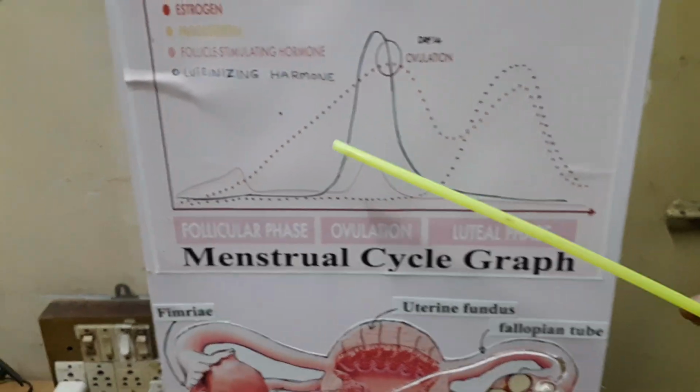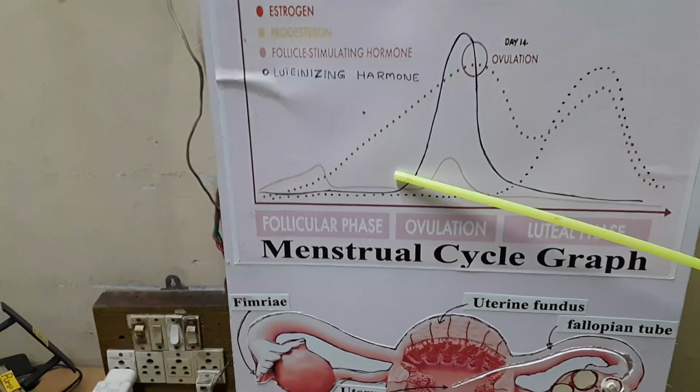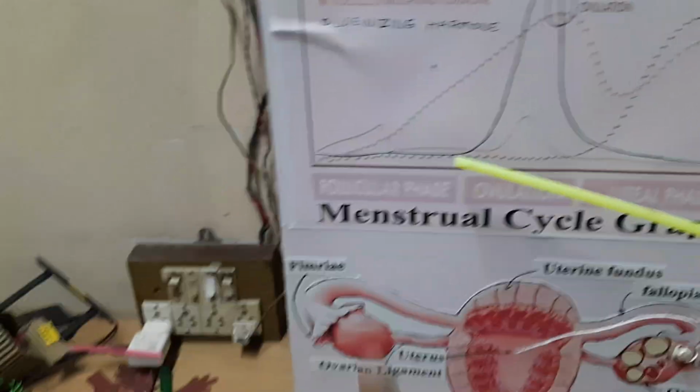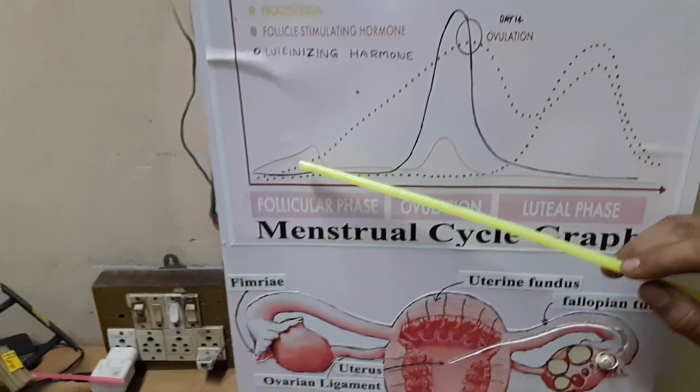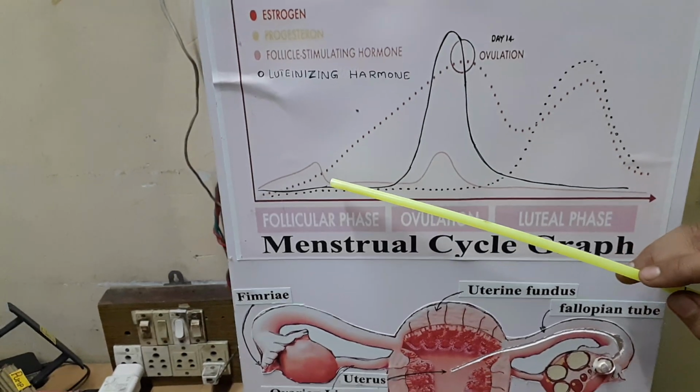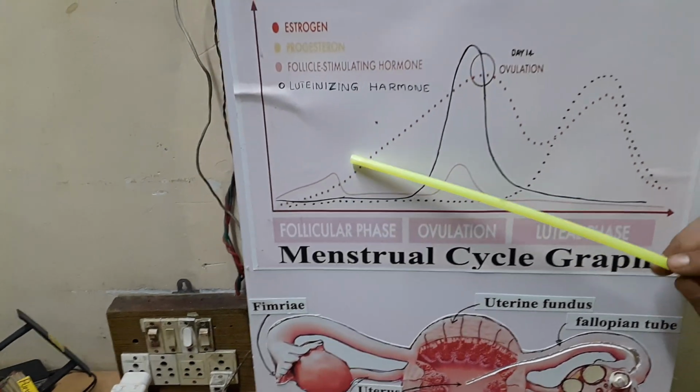Now we'll learn about the follicular phase. The menstrual cycle begins with menstrual bleeding. The follicular phase begins with low levels of estrogen and progesterone. As a result, the top layer, which is the thickened lining, sheds and menstrual bleeding occurs.